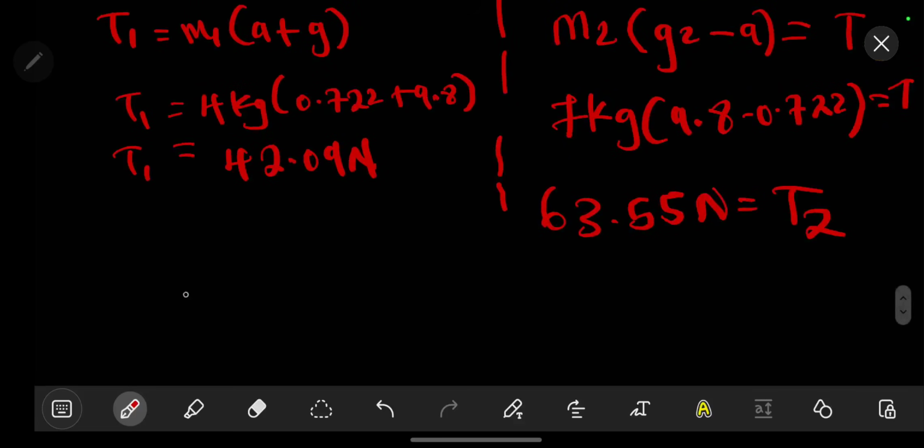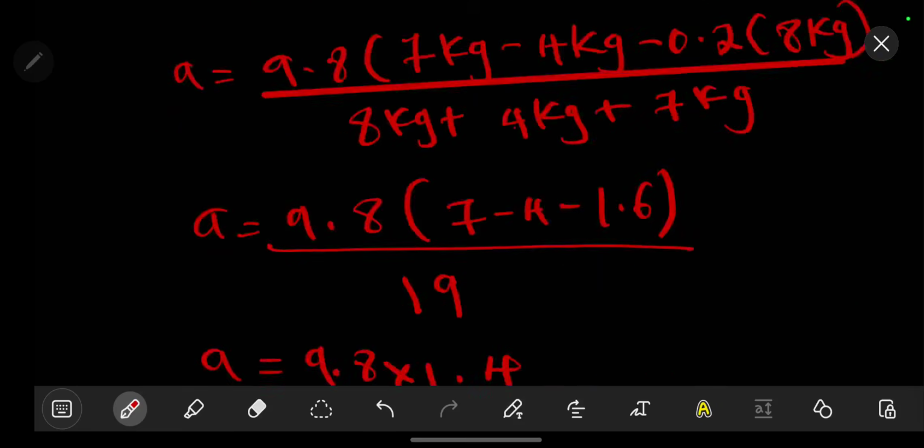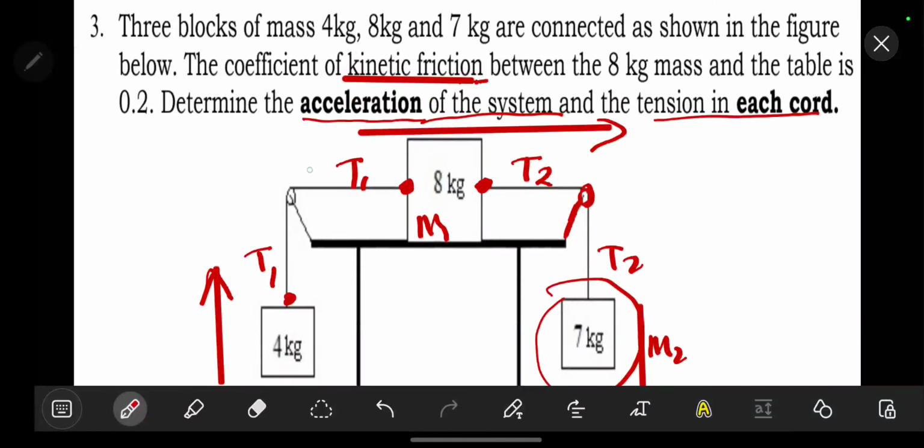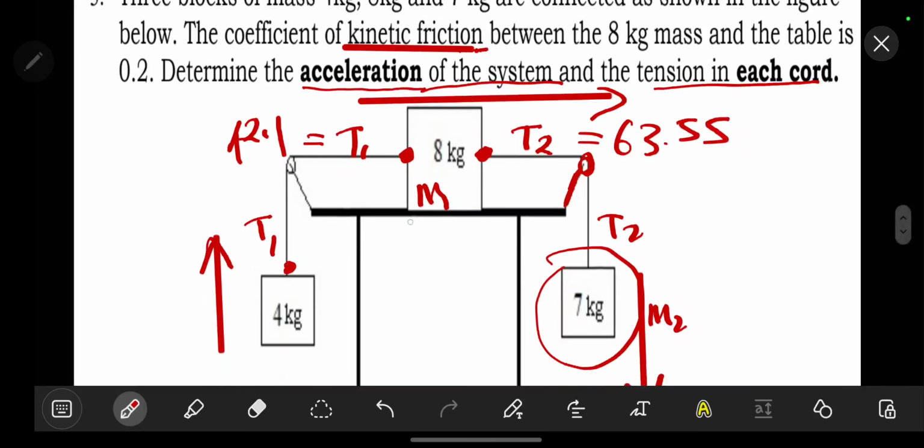So we have found tension 1 and tension 2 for that system. Tension 1 was equal to 42.1, tension 2 is equal to 63.55. We also have the acceleration with which it is moving, found to be 0.722. So this question, if it was to come, will carry a lot of marks.